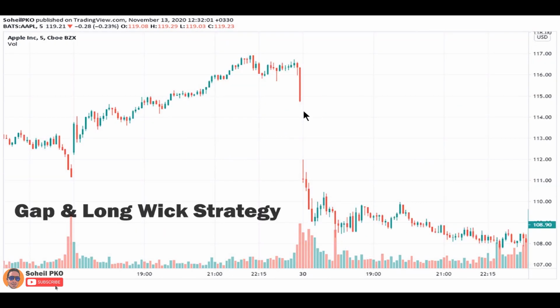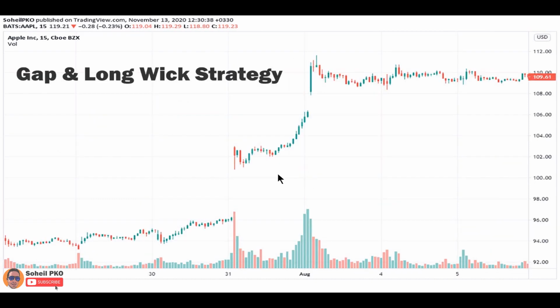And here we have another example of the gap and long wick strategy. As you can see, we have a large gap down, and after that the price tried to go up and fill the gap, but with no success, and the result is an inverted cross doji, which is naturally bearish, and it gives us the possibility that the price is going to continue declining.